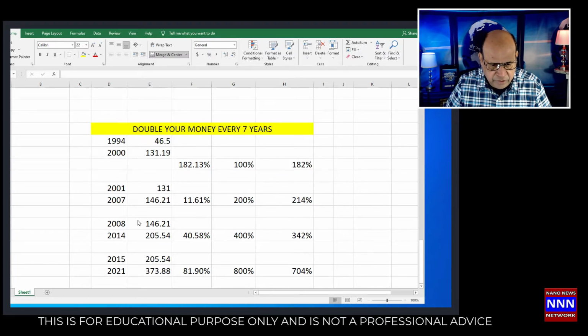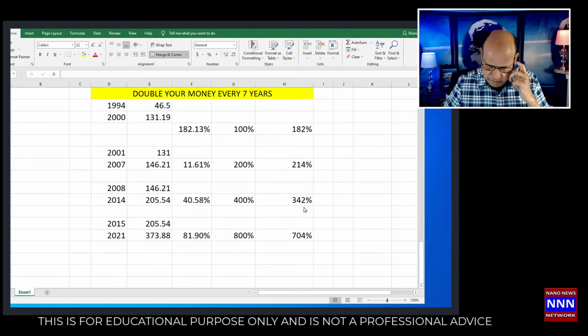But look at the second 7 years, from 2001 to 2007, your gain was only 11.62%. So in this 7-year period, your gain was from 131 to 146.21. So nowhere did the S&P give you a gain of 100% in 7 years. You get the picture. However, if you had started in 1994, you would have barely made that 200% gain, because you get 100%, that should go to 200%, then the 200 should go to 400, then the 400 should go to 800, because you have to double this number.